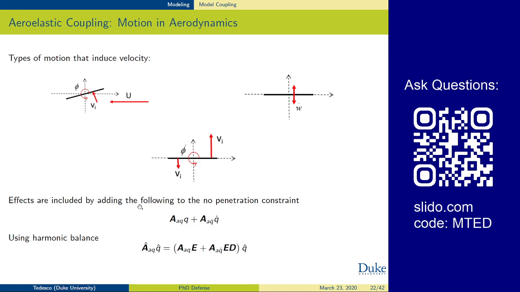So at the end of the day, we're basically going to do this after doing a little bit of math by including 2 new matrices. AAQ, which is going to multiply Q, so it can include this effect in the top left, and AAQ dot multiplying Q dot, which will account for the top right and the bottom. So once again, we can use our friend harmonic balance. Harmonic balance allows us to write this instead of being 2 different matrices using a derivative operator again, so we can write this as 1 matrix times Q, or in this case, just so we can see it, Q hat.